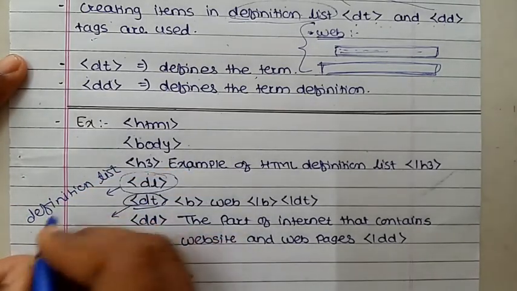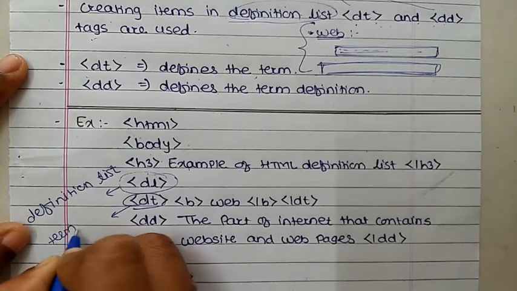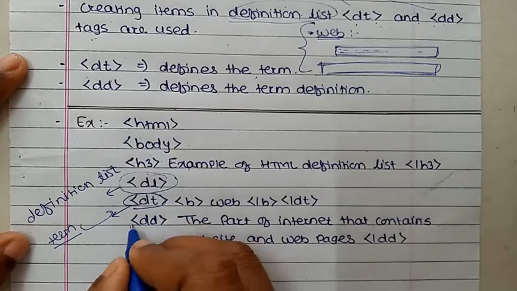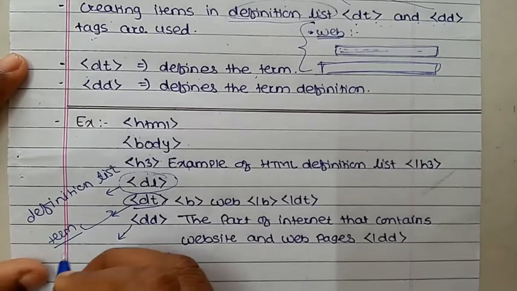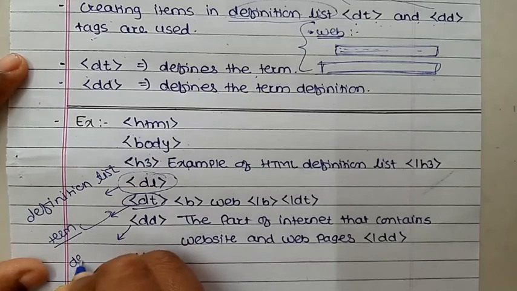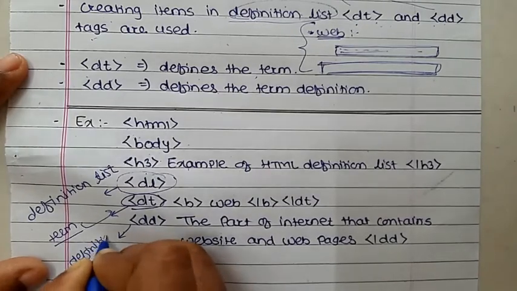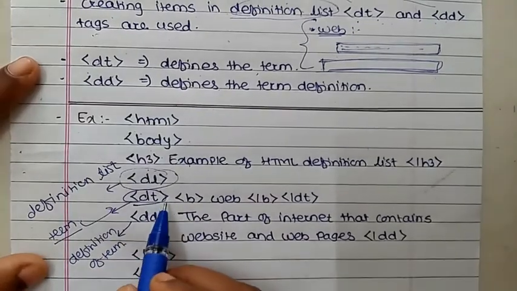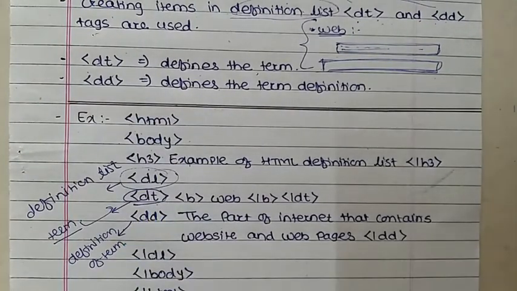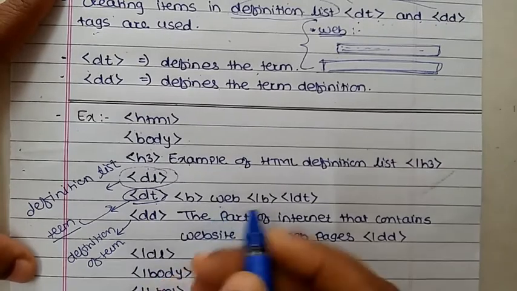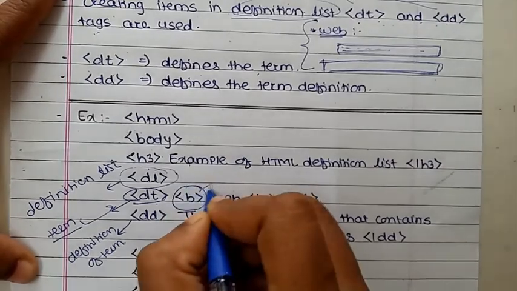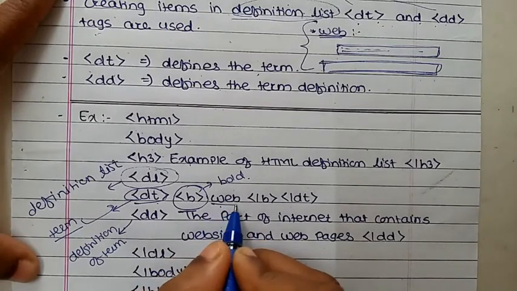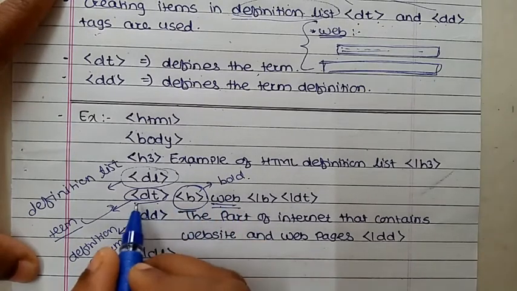DT is for the term. Which term we have to define, we have to write down in the DT tag. Then DD holds the definition of the term. Suppose here we consider the term as web, and we use the B tag. B tag for what? B tag for bold. That means we have to bold this text, web.